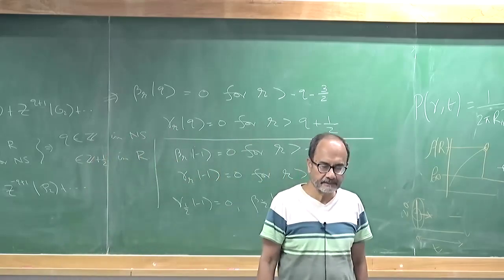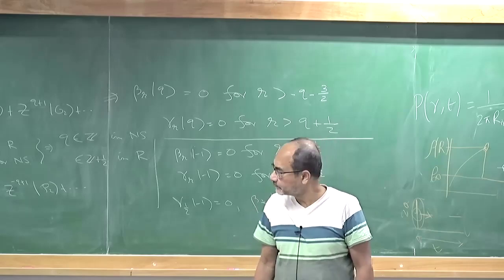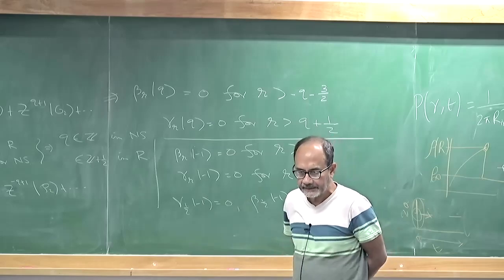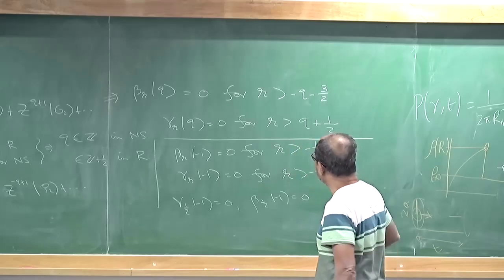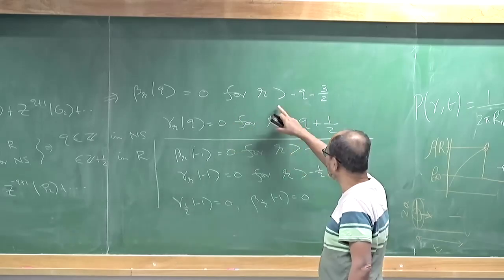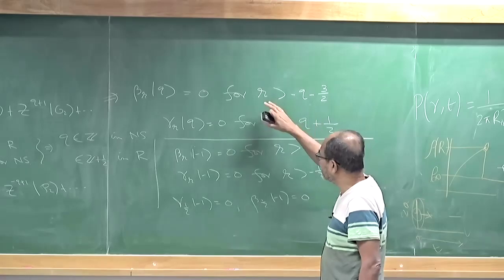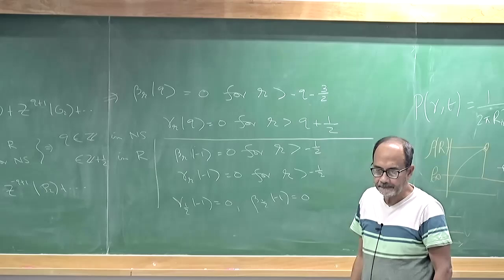You could have taken positive q also. You can take positive q, gamma will improve, but beta will become worse. If you take q equal to 1, then beta R on 1 will be 0 for R larger than minus 5 half. More beta is annihilated, but less gamma will annihilate. Gamma half will still lower it. So we have to take the next one.